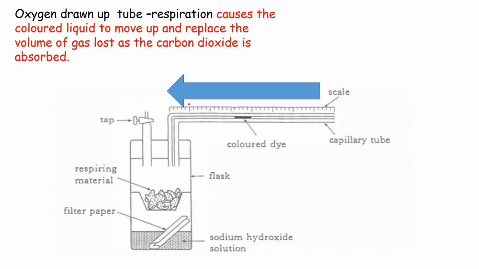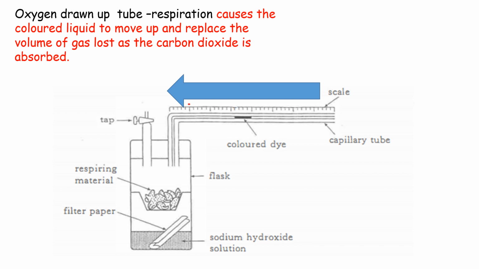Okay, right, how does this work then? So oxygen's drawn up the tube. Respiration causes the coloured liquid to move up and replace the volume of gas lost as the carbon dioxide is absorbed. Now this question comes up quite a bit and it will say, can you explain the movement of dye in a respirometer? Okay, and in your own words, you just need to explain that the little respiring organism is taking in oxygen. It causes the liquid to move up and replace the volume of gases lost, and this is only able to happen because we have a solution. Sometimes it's called sodium hydroxide, or sometimes it will just say a solution that absorbs the carbon dioxide.